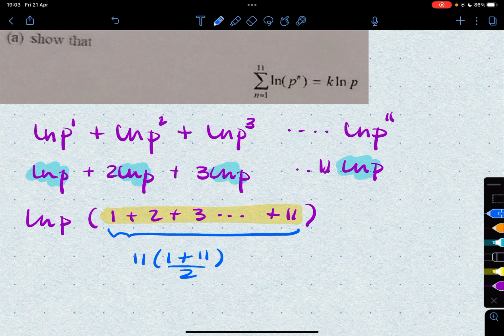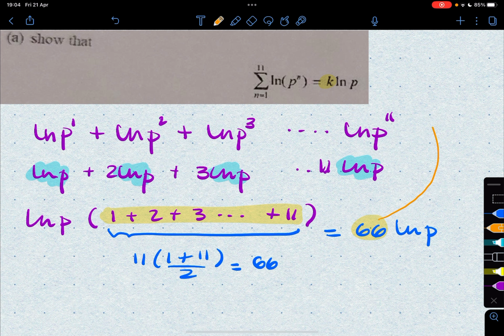So 12 over 2 is 6. 6 times 11 is 66. So you can write that as 66 log p. So I guess that means that k is 66. So that's the first part.